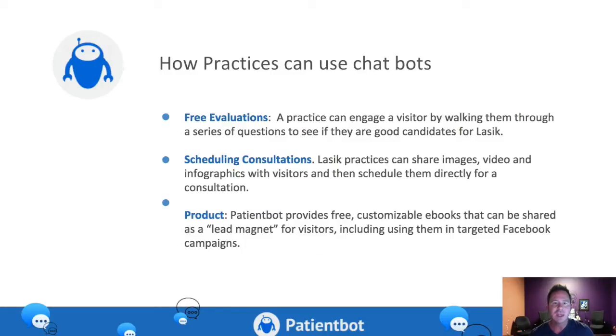So how can your practice use these? There's lots of different ways to do it. Here's a couple examples. You could do free evaluations. A lot of practices are already doing free evaluations, but it may be through a form or clicking buttons or something like that. But you can use chatbots to engage with a visitor by just walking them through a series of questions and see if they're good candidates. It's a self-evaluation, like, am I a good candidate for this?